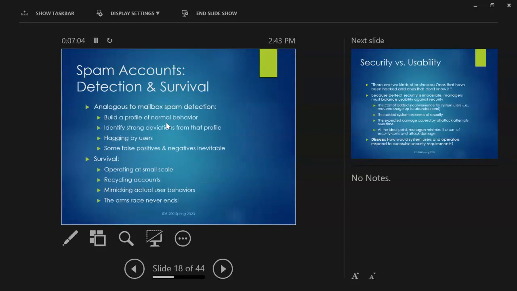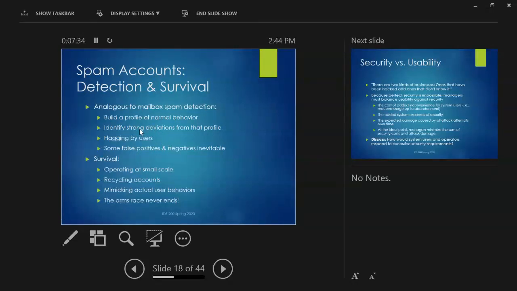Now, how are spam accounts detected? How do they survive? Well, it's a lot like your mailbox spam detection. Basically, Facebook builds a profile of some reasonable model of what normal behavior should look like, right? Add a few friends at a reasonable pace, periodically interact with Facebook in different ways, make a few posts, upload a few pictures, stuff like that. If there is a very severe deviation from that profile, then yes, Facebook might flag it as spam. Or users could do that too.